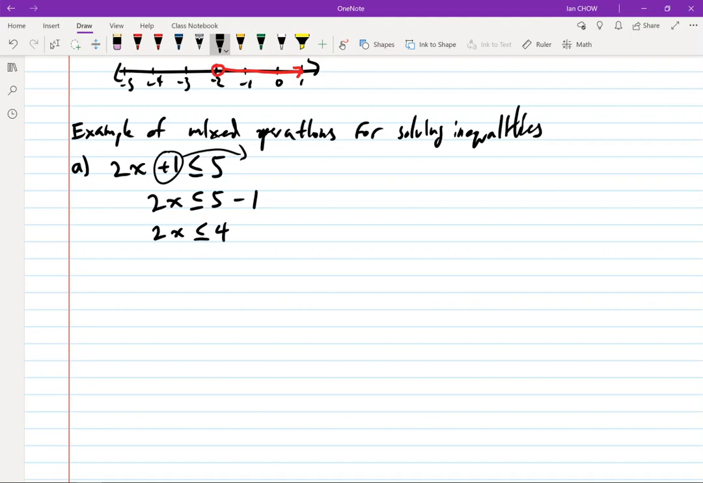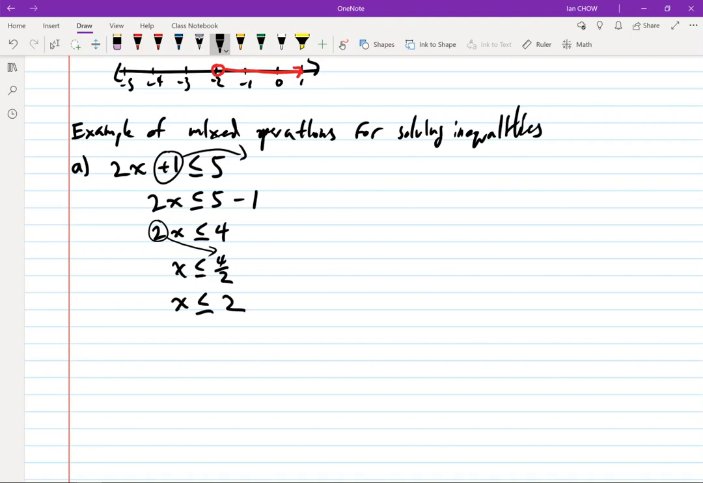Now I want to divide both sides by 2 because there's a 2 in front of the x. Or I can call it cross multiplication and put the 2 at the bottom. If we're multiplying or dividing by a positive number, our inequality doesn't change. So my next step will be x is less than or equal to 4 divided by 2, and 4 divided by 2 is 2. So x is less than or equal to 2.